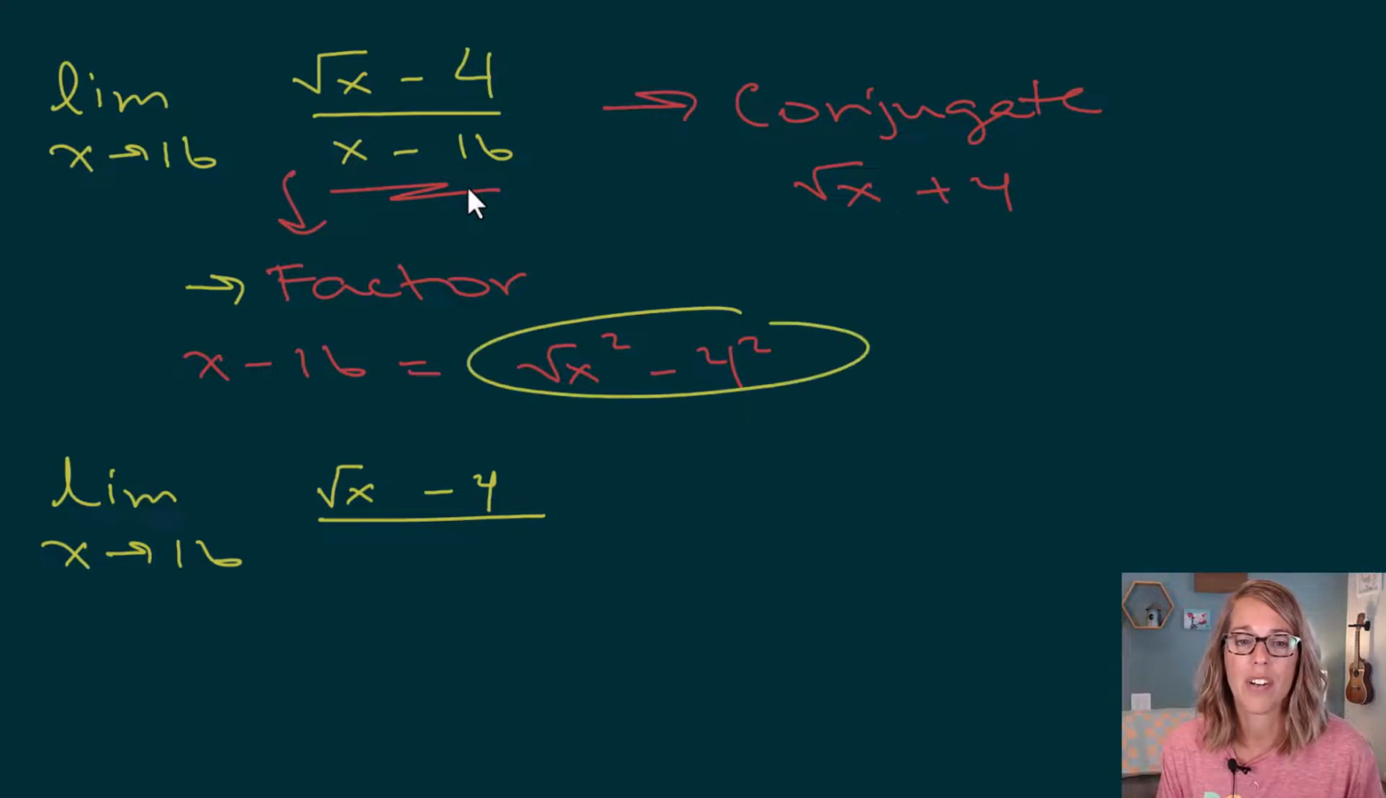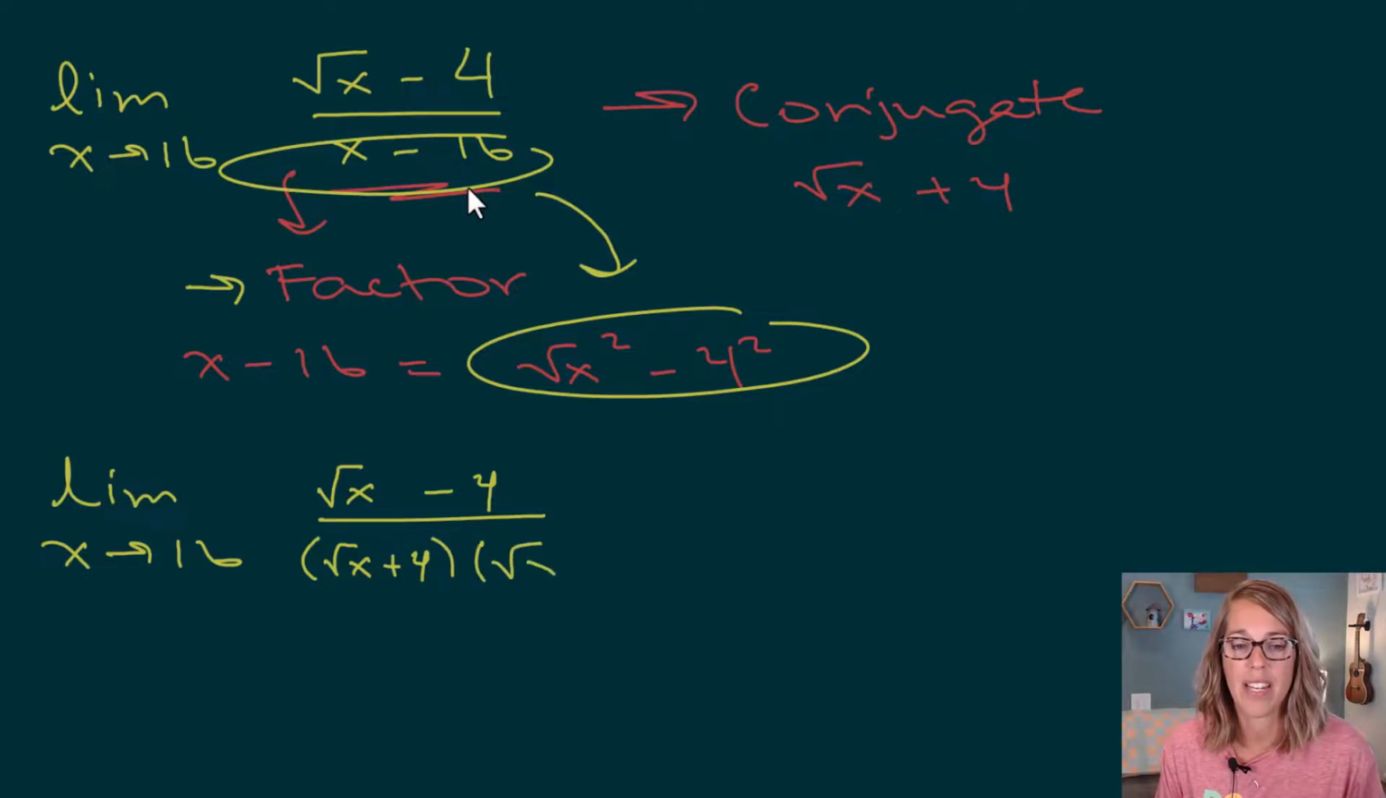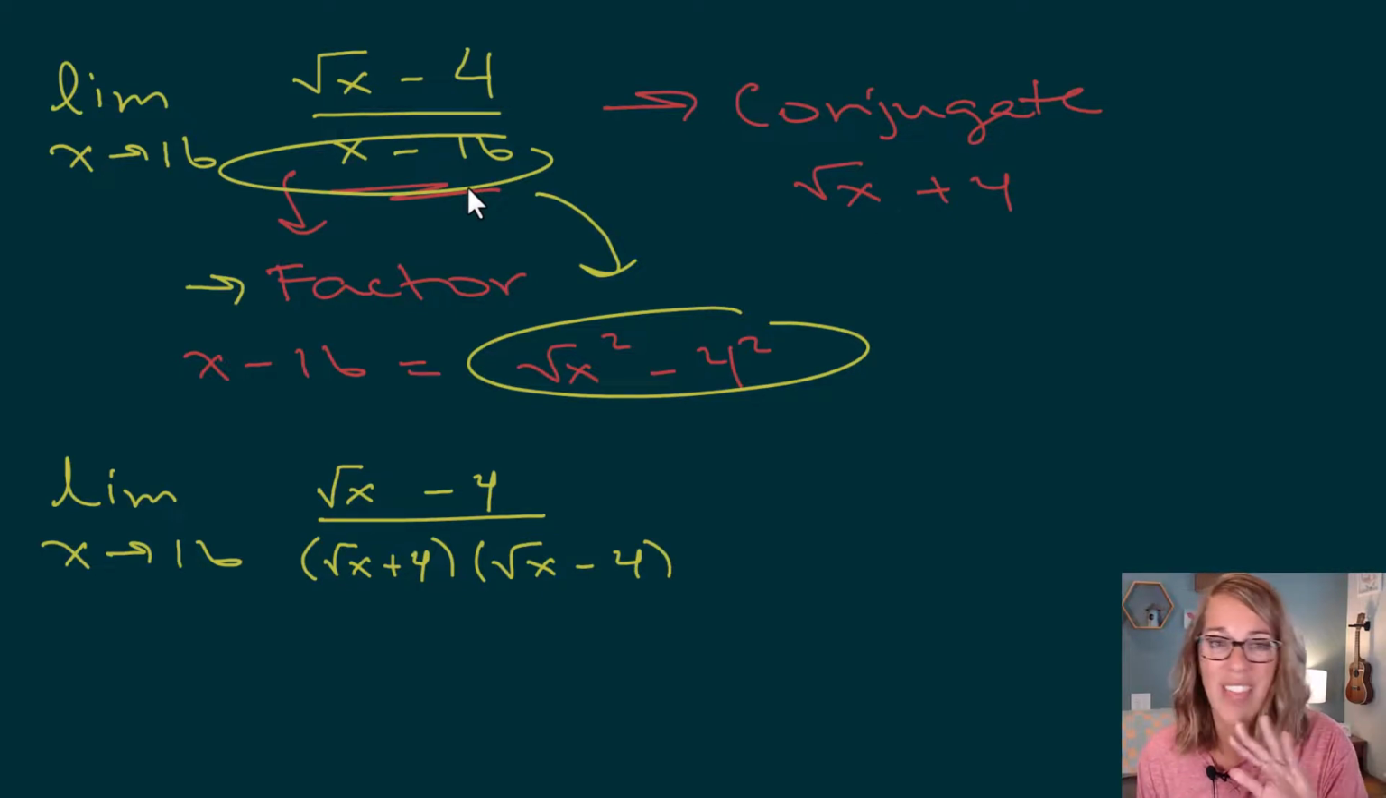I'm going to factor x minus 16 as a difference of squares. So this becomes the radical x plus 4 and the radical x minus 4. If this doesn't quite sink in with you, that's okay. You can use the conjugate method, which I'm going to show you in the next example. This one does work really nicely though for me.